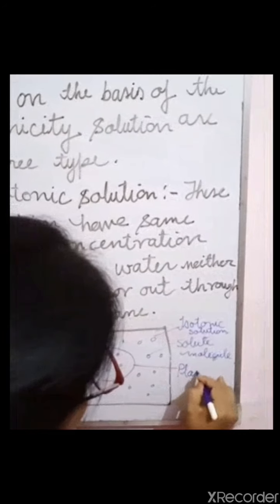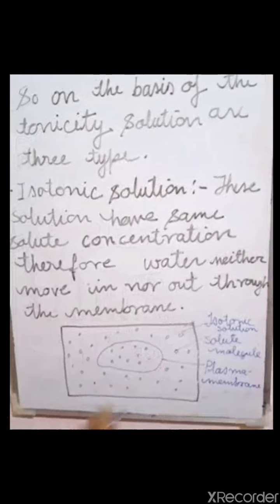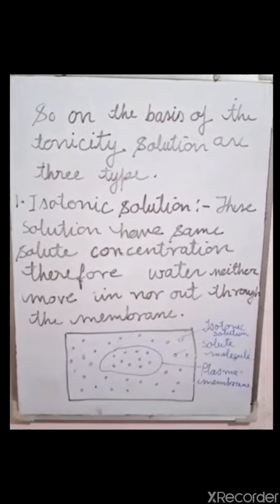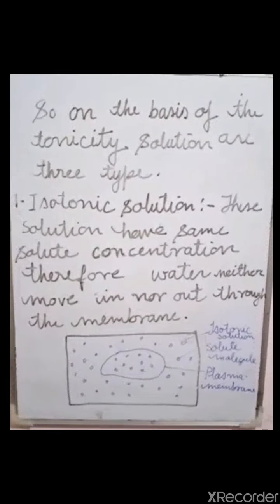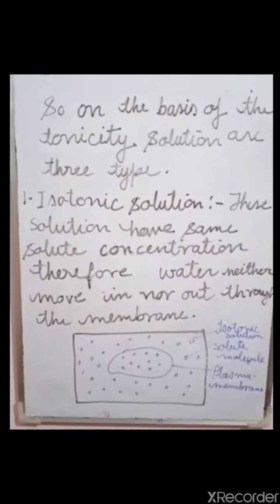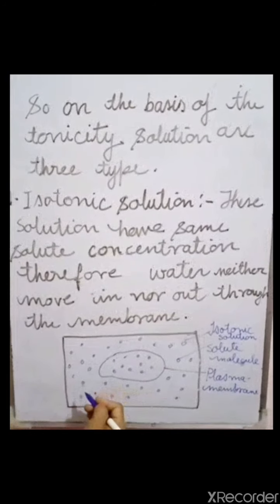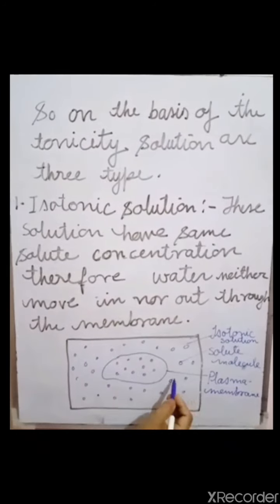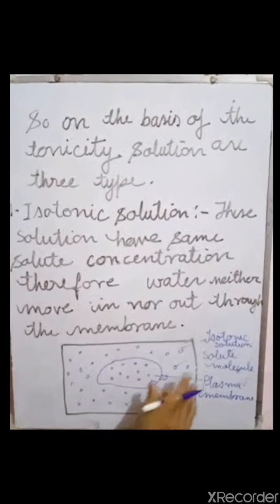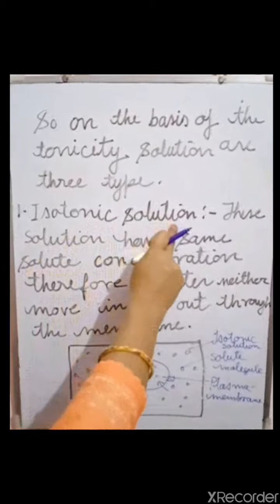This is the plasma membrane. So if the cell is placed in an isotonic solution, there will be no change in the size of the cell. Water molecules will pass across the plasma membrane in both directions and equal in number. Water molecules here cross in both directions, here and here, and equal in number. So there is no change in the shape of this cell. This is about the isotonic solution.